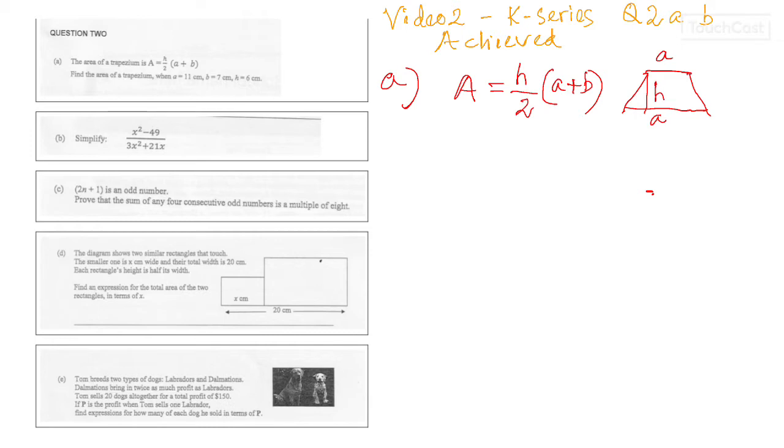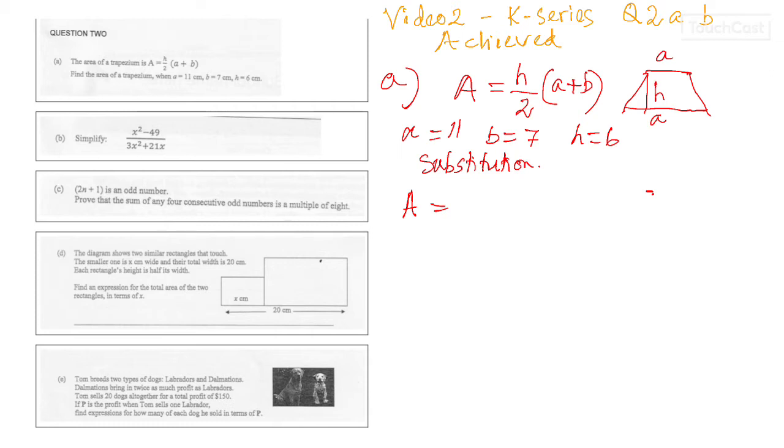So that's the area formula, and A is given as 11 centimeters, B is 7, and h is 6. So it's a straight and simple substitution problem. You can take it for granted there will be at least one substitution problem. Now let's get on with it.